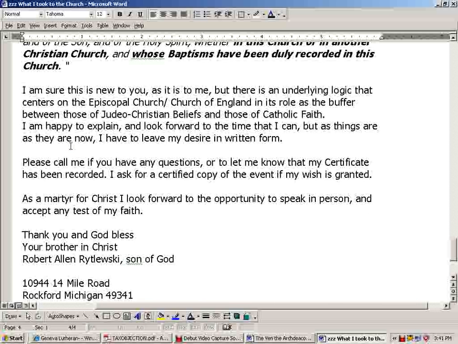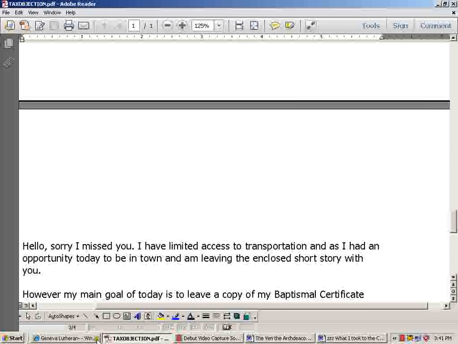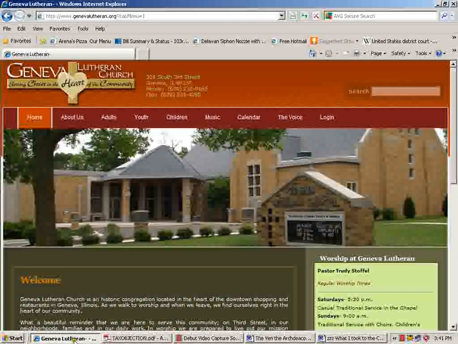Okay, so you get the idea, right? That's what's been happening. And the main reason for this, again, was to point out that here at 301 South 3rd Street is the Kane County Courthouse, and at that address is a Lutheran Church, Geneva Lutheran Church. Go figure. We'll see where it leads.